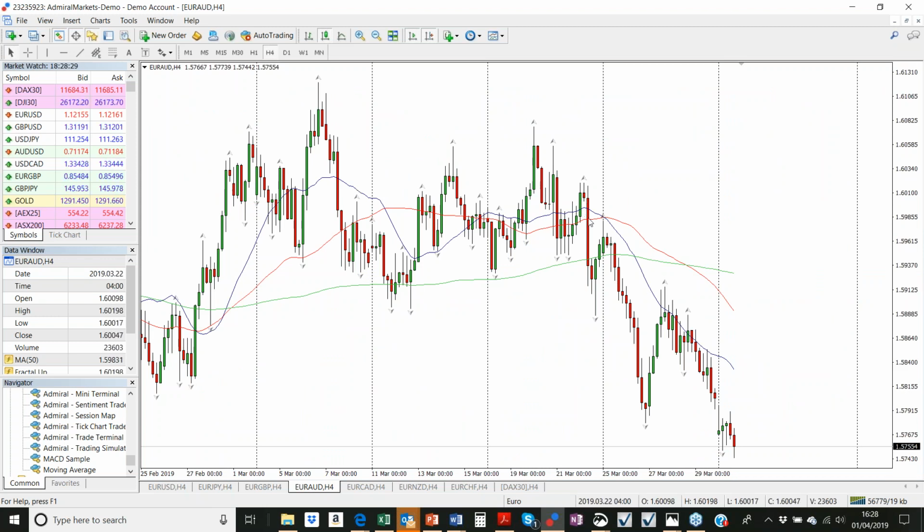If you just look at here, you can see how price has been in a block there for about 3 weeks. Price has now broken out to the downside, and we can see that it's running there quite nicely.